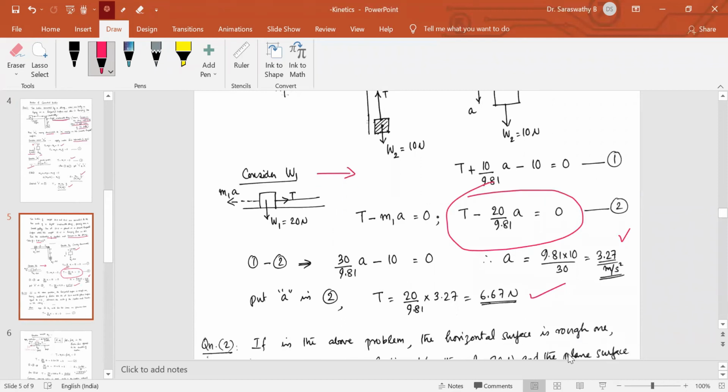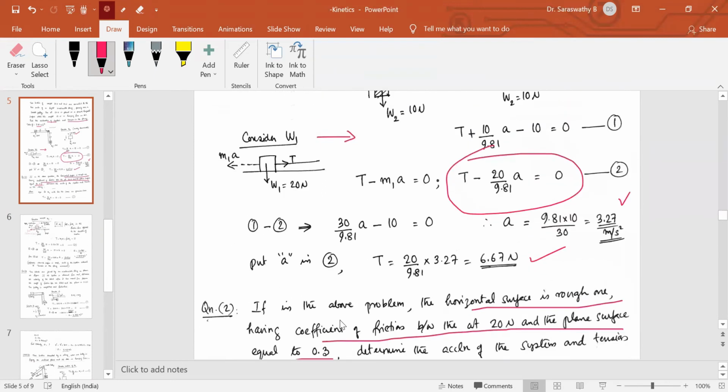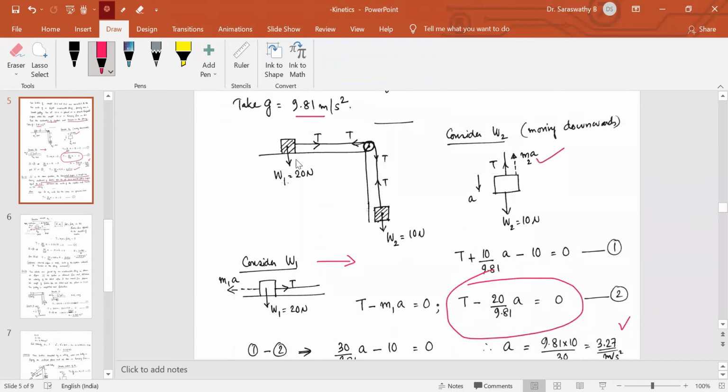Next question is, if in the above problem, the horizontal surface is rough, having coefficient of friction between the weight and the plane surface equal to 0.3, determine the acceleration of the system and tension in the string. So everything is same, but this surface is rough. So what will be the change? Consider the first mass, the hanging mass, W2. There will not be any change for that.